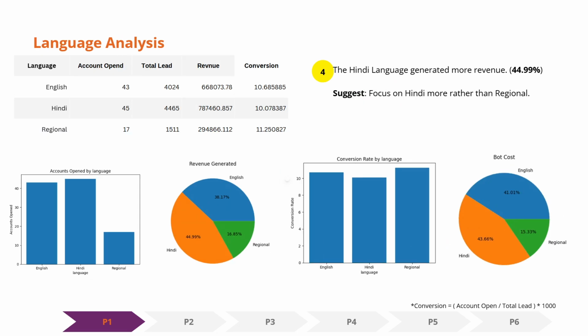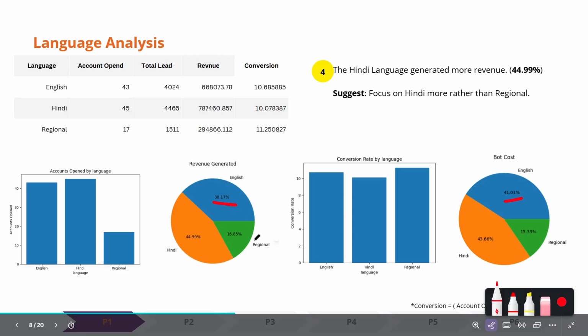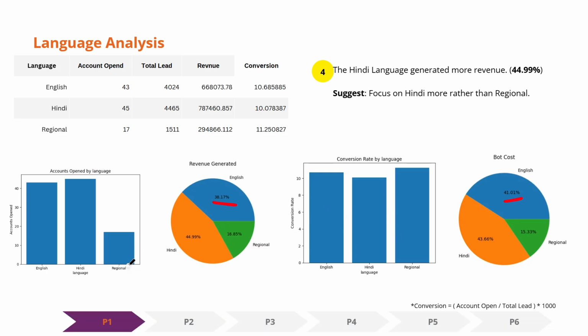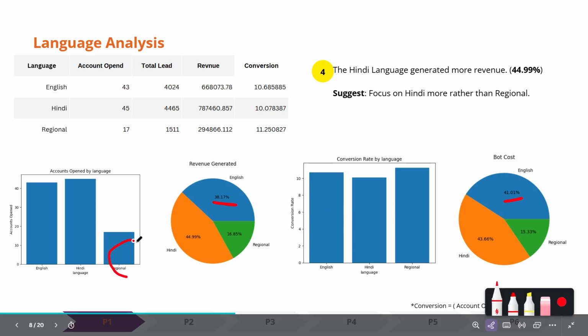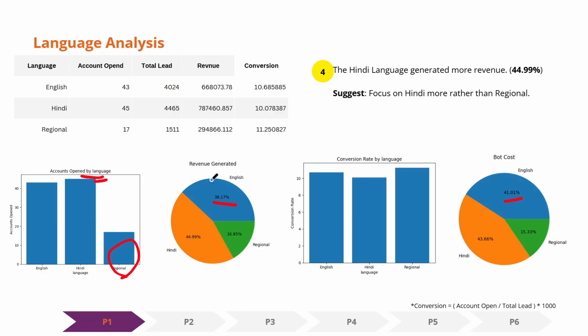So this is the language analysis. Which language gives more output? If you notice, for English the bot cost and the revenue are nearly equal. But regional account opening is very low. Okay, so focus more on Hindi, because this gives more revenue.